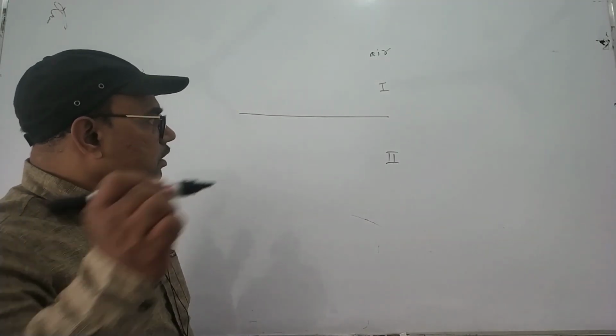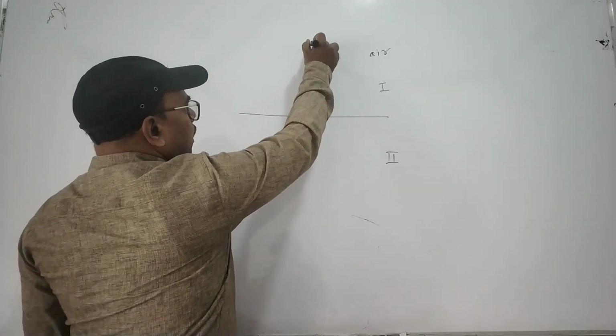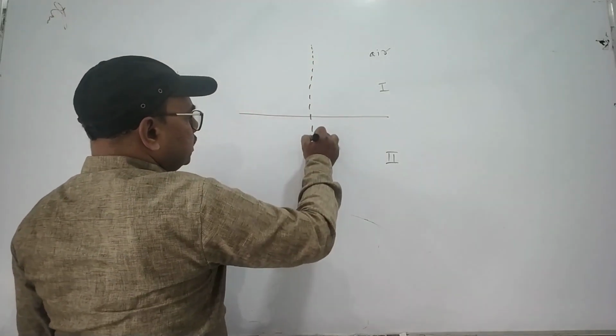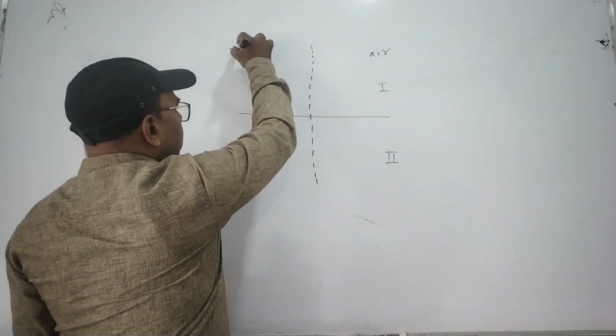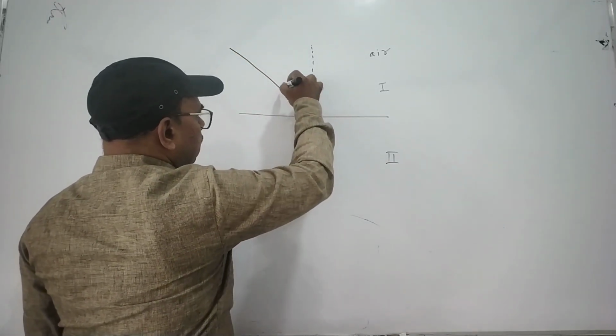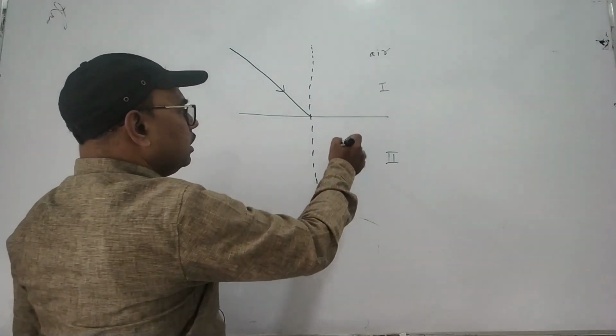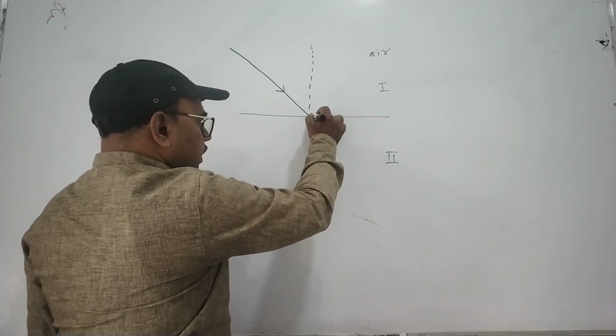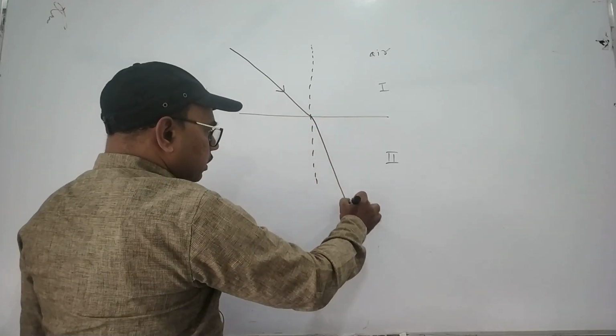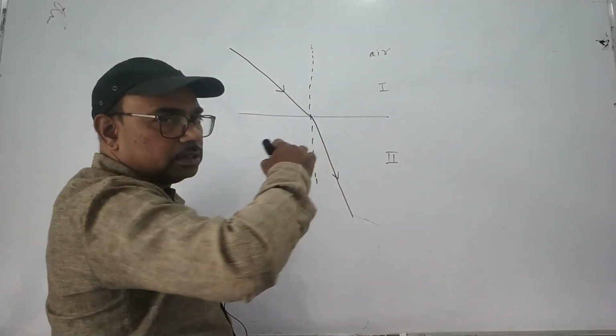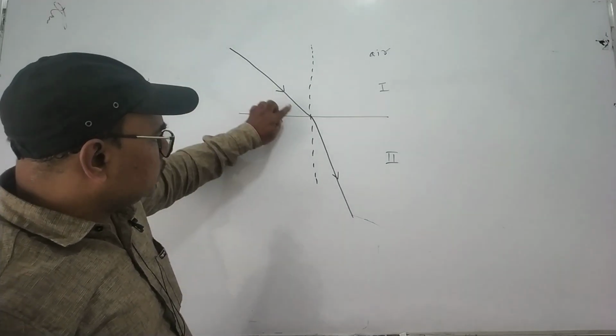So these are the two different optical mediums, and take the normal on both sides. When a ray of light, this is called an incident ray, enters into the second medium like water or glass, it slightly bends towards the normal. Observe the path. So here, this is the incident ray.